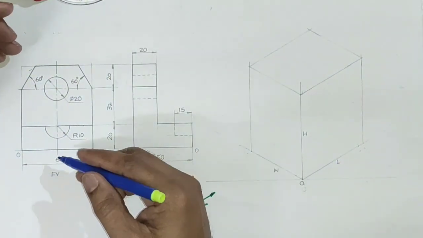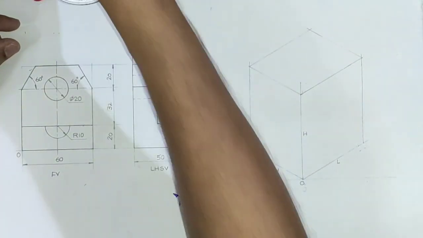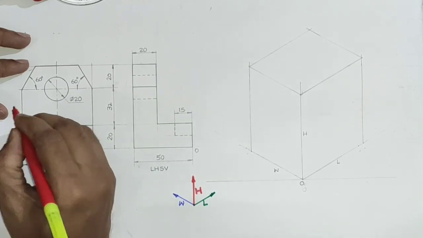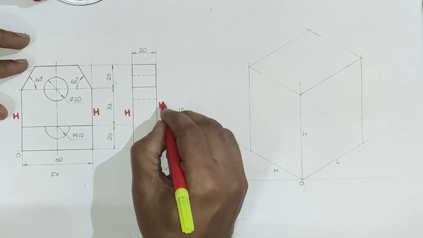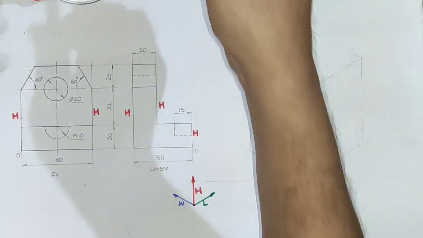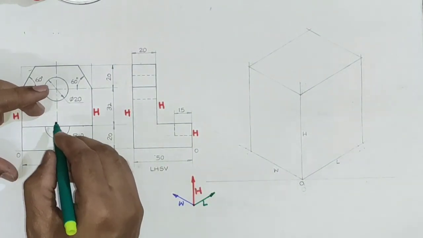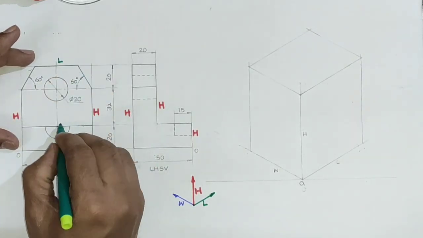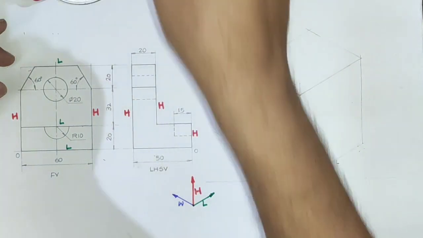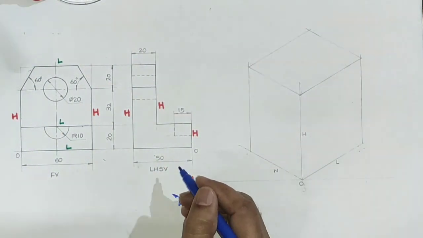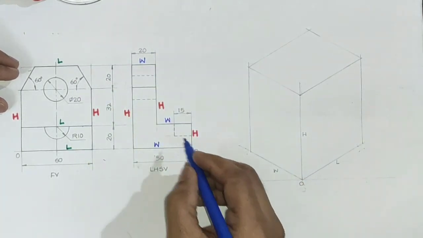Now it is better to mark all the vertical and horizontal lines in front view and side view by some letters. Let us mark all vertical lines in front view and side view by letter H, because these lines will be parallel to height. Then let us mark all horizontal lines in front view by letter L, because these lines will be parallel to length. And let us mark all horizontal lines in side view by letter W, as these will be parallel to width.